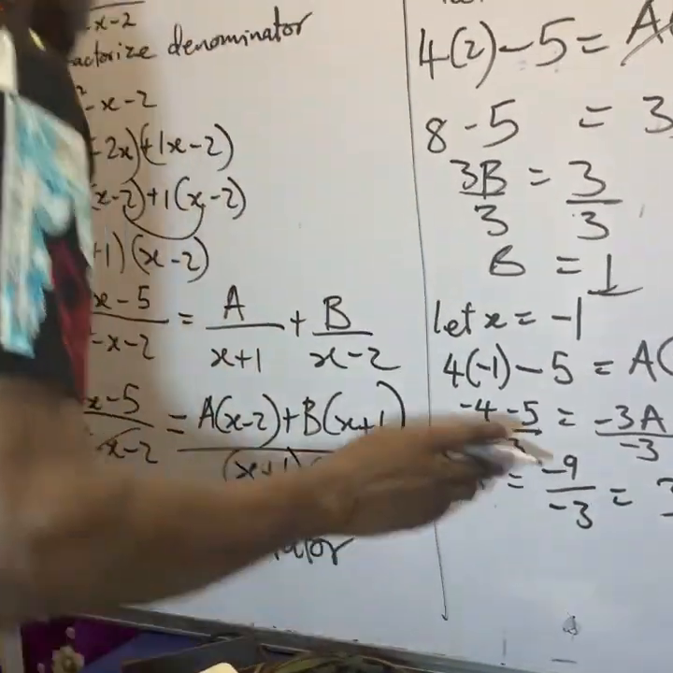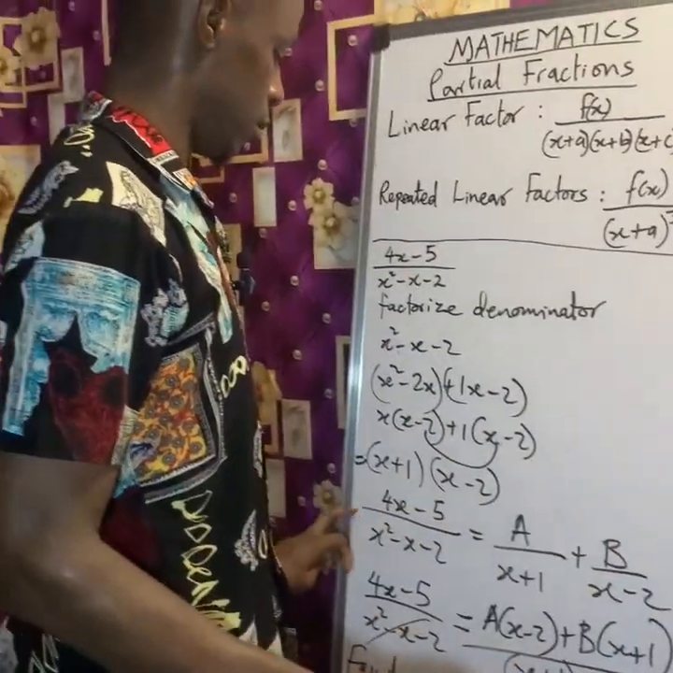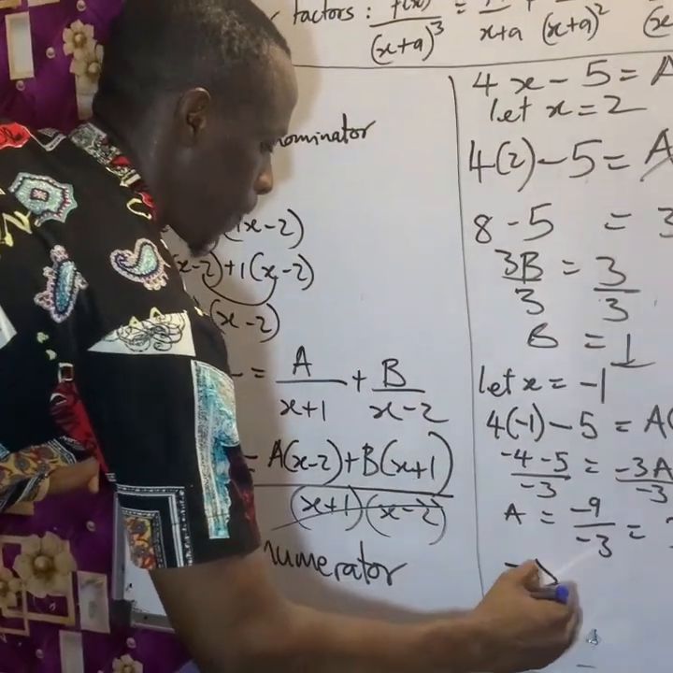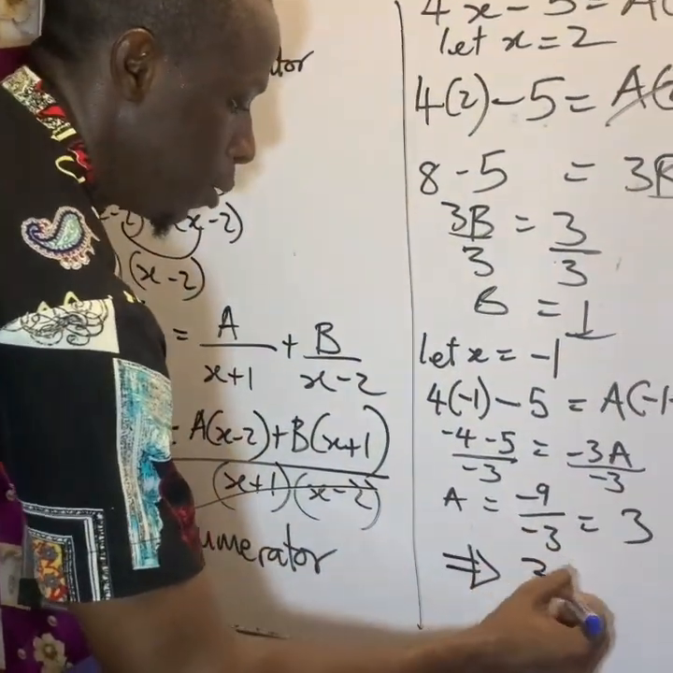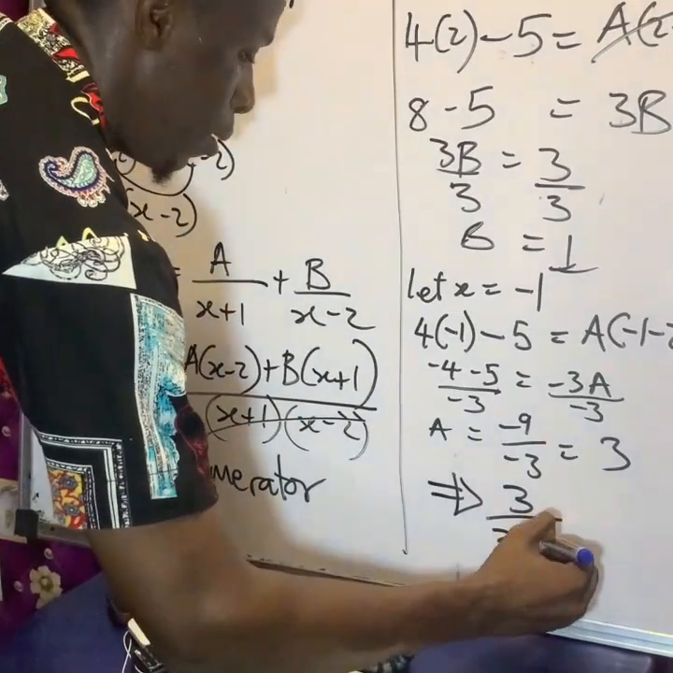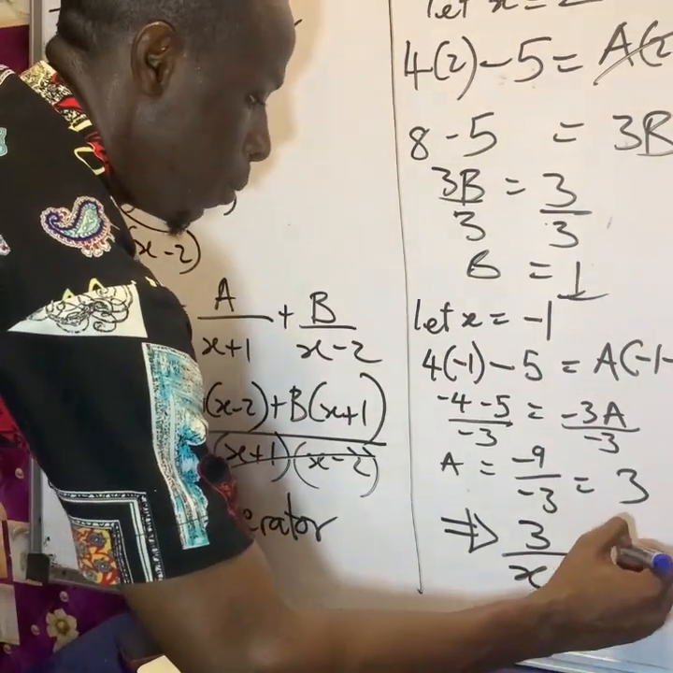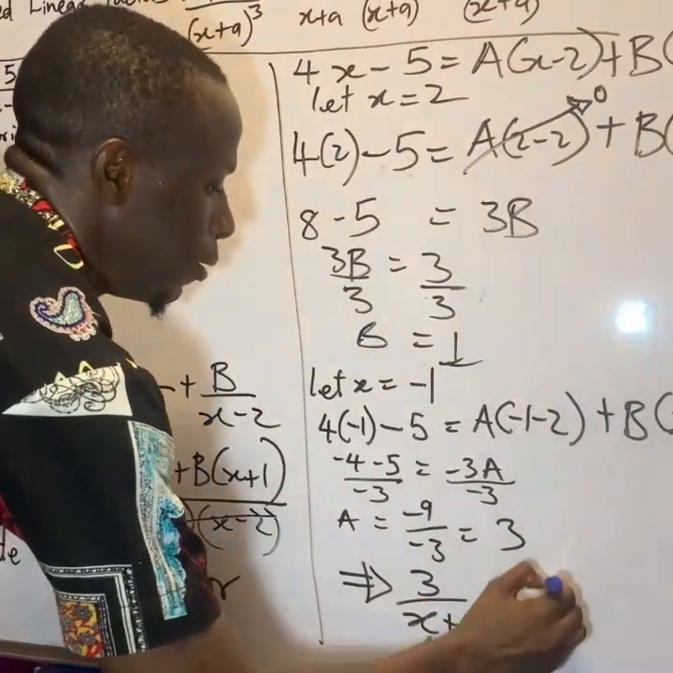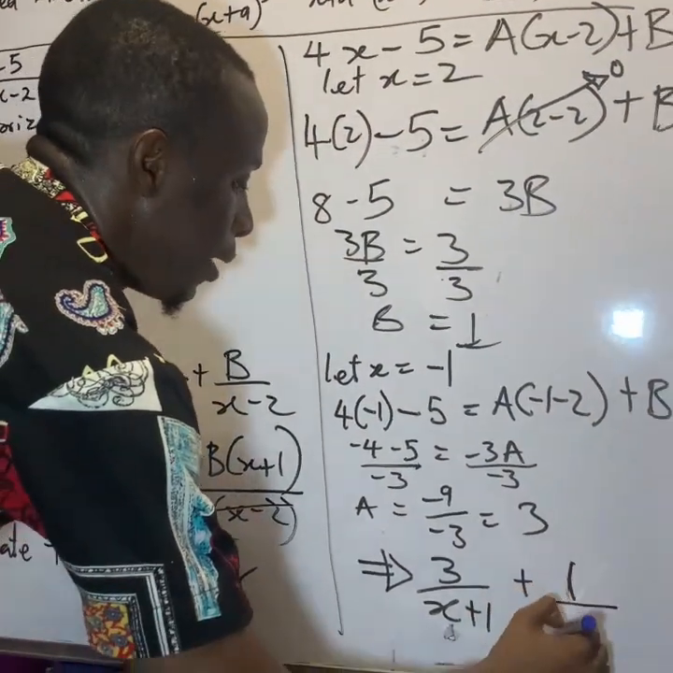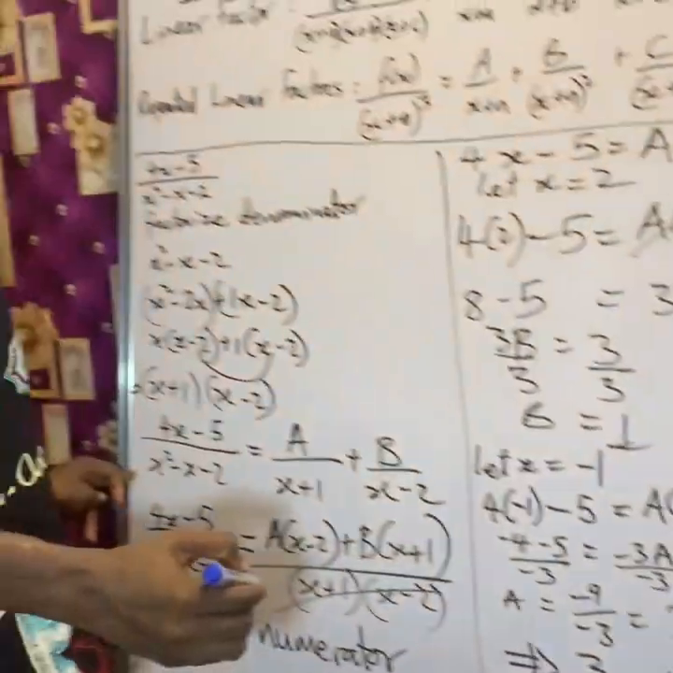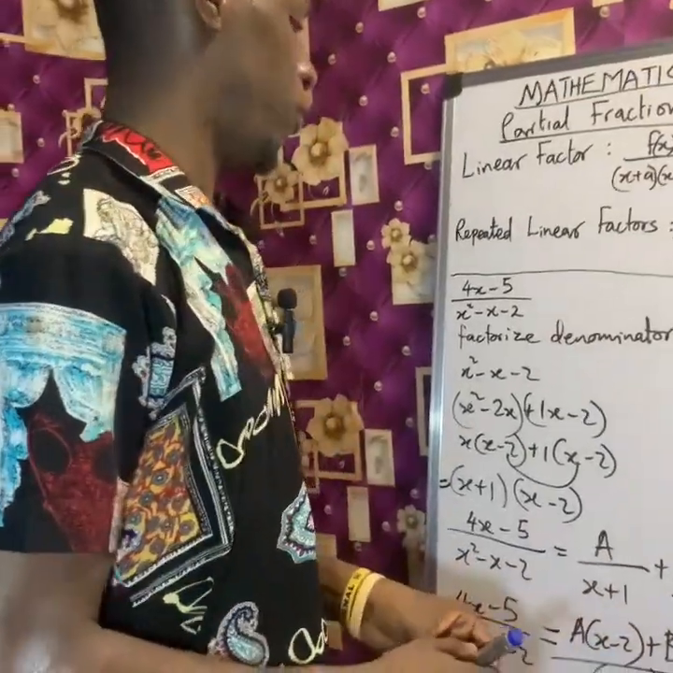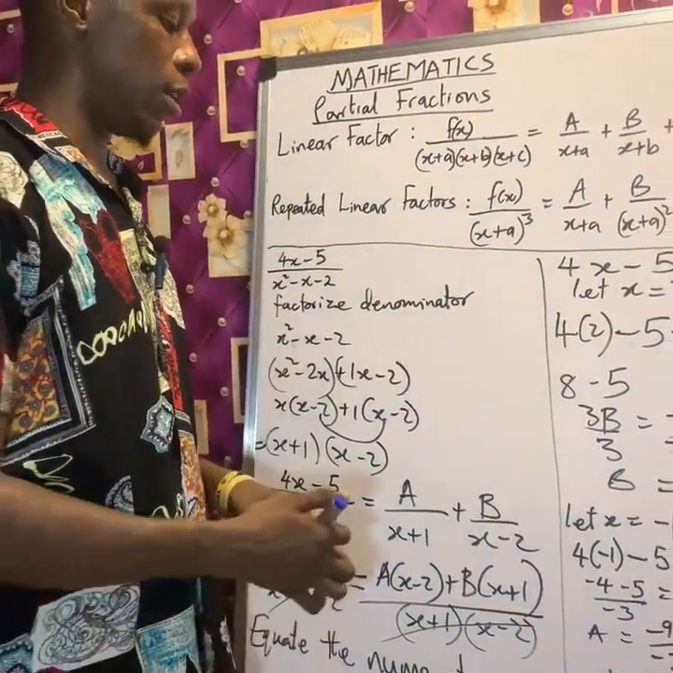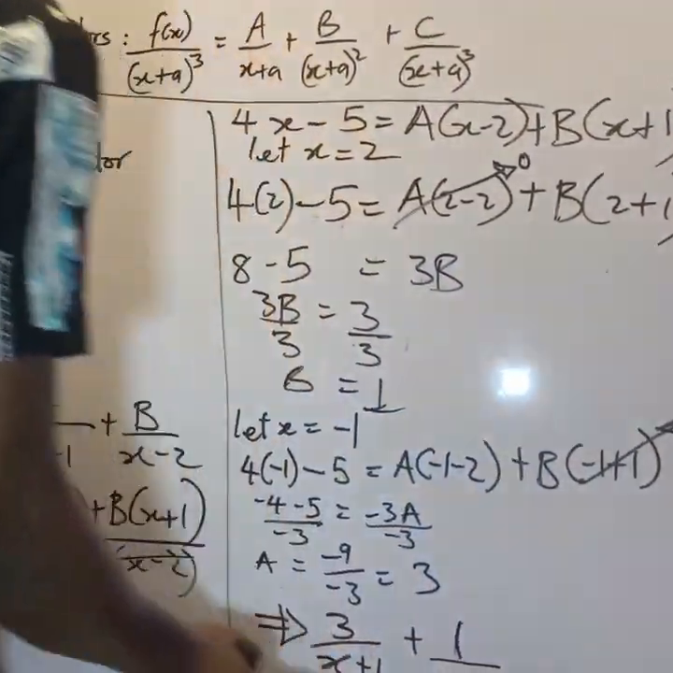So we can see that this equation is now equal to 3 all over x plus 1 plus b. B in this case is 1 over x minus 2. So with that, if you add these two fractions, you still get the same value as your final answer. So this is the answer to that question.